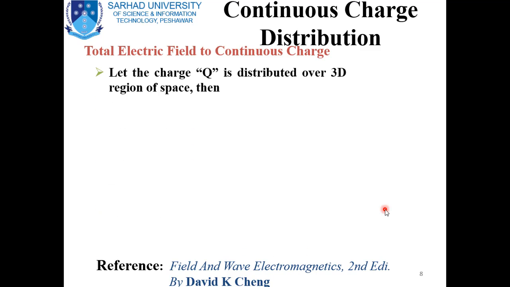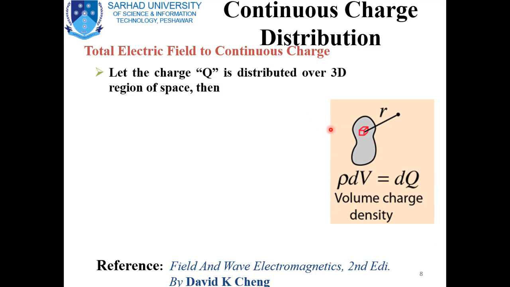So in order to calculate the electric field intensity due to a continuous charge distribution, let the total charge Q be distributed over a three-dimensional region of space, and then we take a volume charge element which occupies a volume element dv, and we have to calculate the electric field intensity due to this charge element at a distance r.